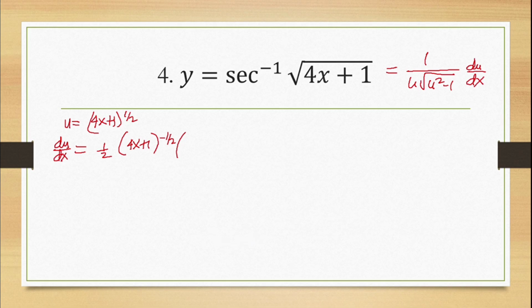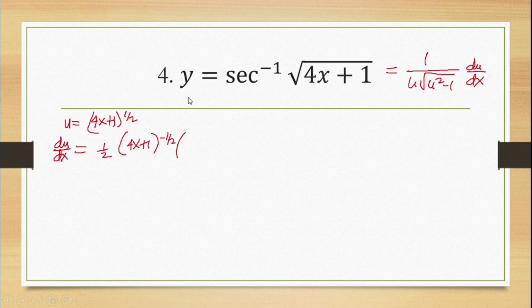which is, okay, the derivative of 4x plus 1 is equal to 4. So we have here, cancel this part. So we have 2 over the square root of 4x plus 1. So du over dx rather is 2 over the square root of 4x plus 1.